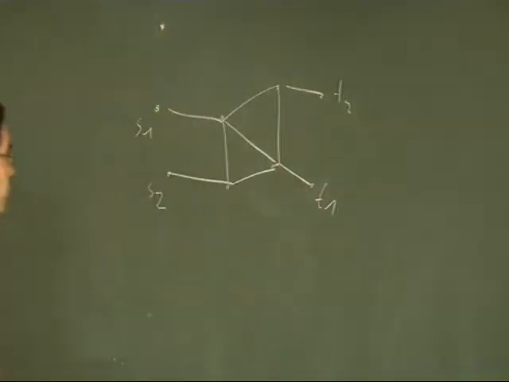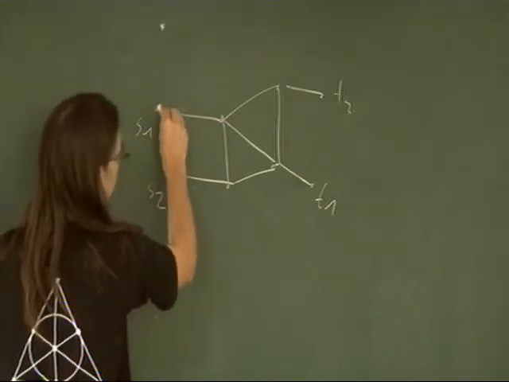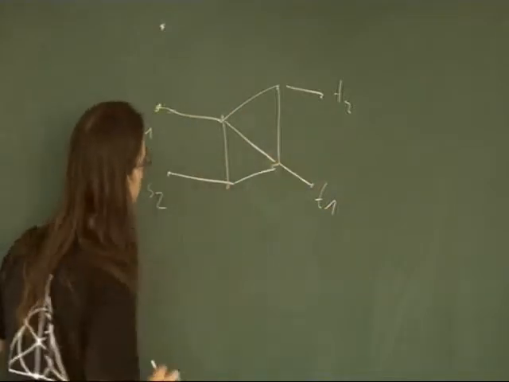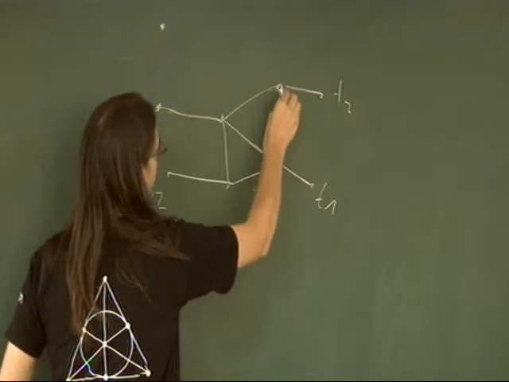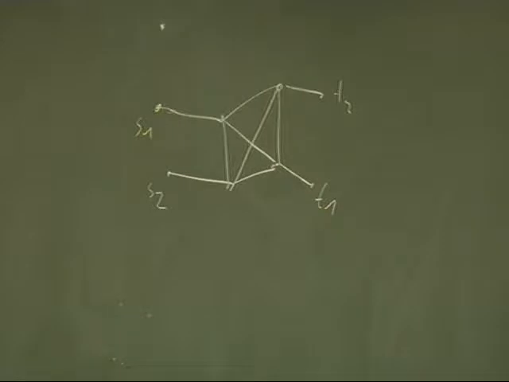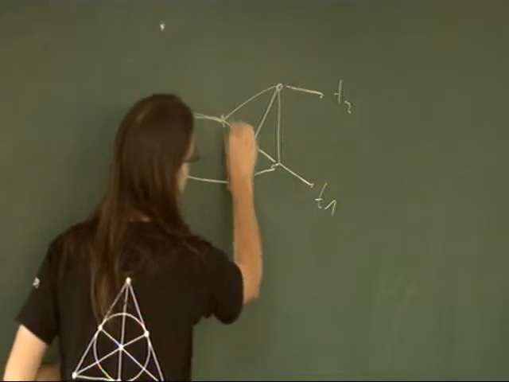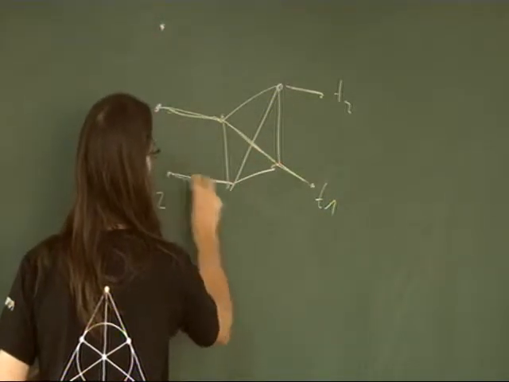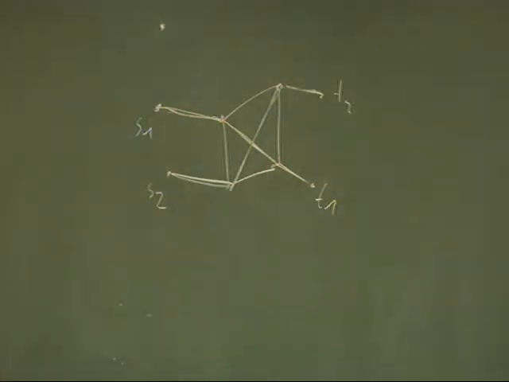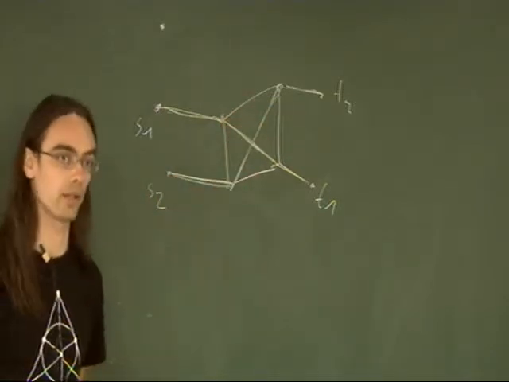And in this case, there's no solution because we would need to connect S1 to T1, and any way to do so would block the way from S2 to T2. But let's say if there was another edge like this one, then we would have a solution, namely one path connecting S1 to T1 and a disjoint path connecting S2 to T2. Even though I didn't really draw it as planar, it still is a planar graph.